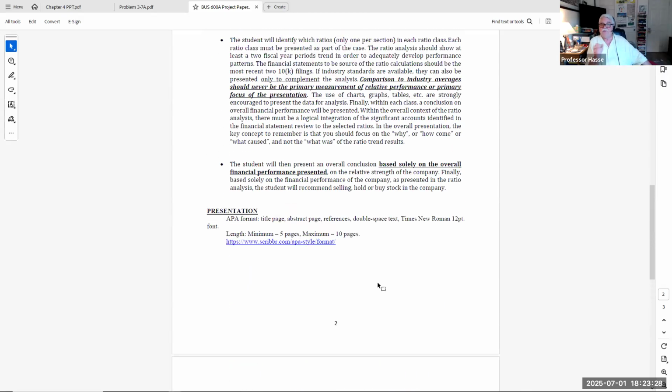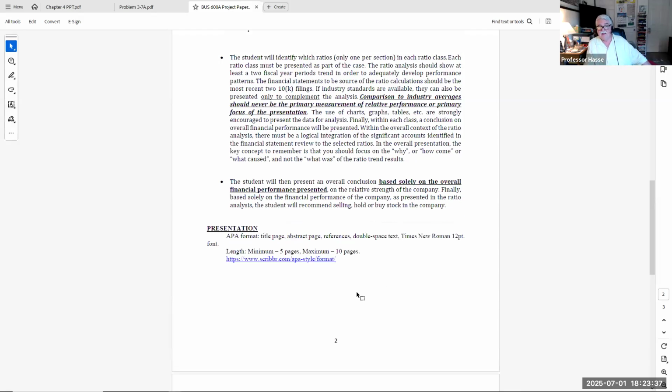You will be docked points if you give me more than 10 pages. And the minimum of 5 pages is the minimum because remember, a title page is 1 page. An abstract introduction page is 1 page. References is 1 page. So there's 3 pages already in your document. So if you give me 5 pages, that means you're only writing 2 pages. I don't know if that's going to be enough unless you really can isolate that information.